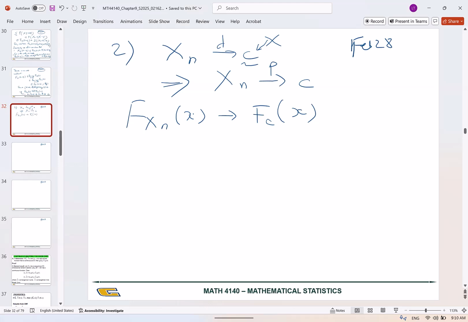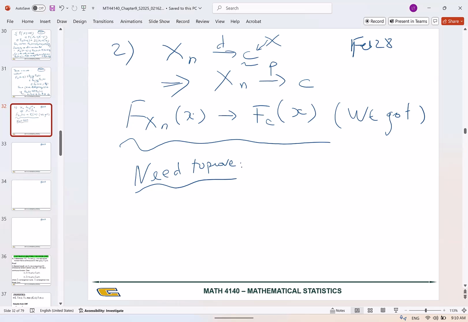So this we have. We got it. And remember, Fc(x) here will be a step function, so it jumps at c. And we need to prove that.